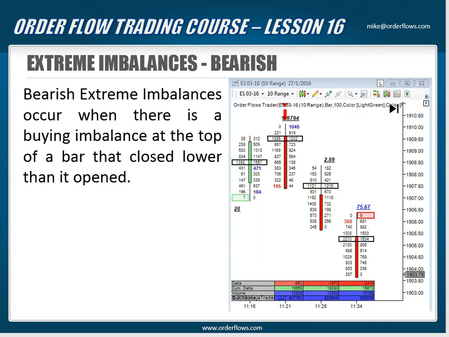The opposite would be a bearish extreme imbalance, where at the top there is a buying imbalance of a bar that closed lower than where it opens. Again, here it's going to draw the arrow. My order flow software is the only software that I'm aware of that draws those arrows, that highlights to you. People say, oh, that's trap traders. It is and it isn't. And it's people that are long and wrong and can't move the market any further.